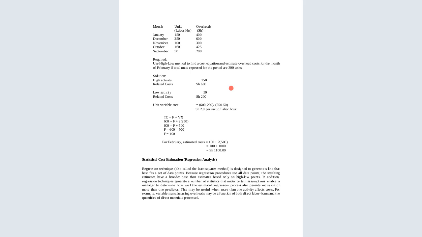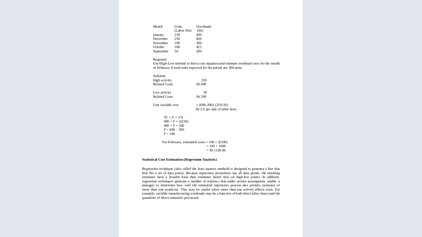So the first thing is you have to get the V, which is the unit variable cost. So how do we get the unit variable cost? We take change in Y over change in X. So meaning we take the highest value of Y minus the lowest value of Y, divided by the highest value of X minus the lowest value of X. Just change in Y over change in X.